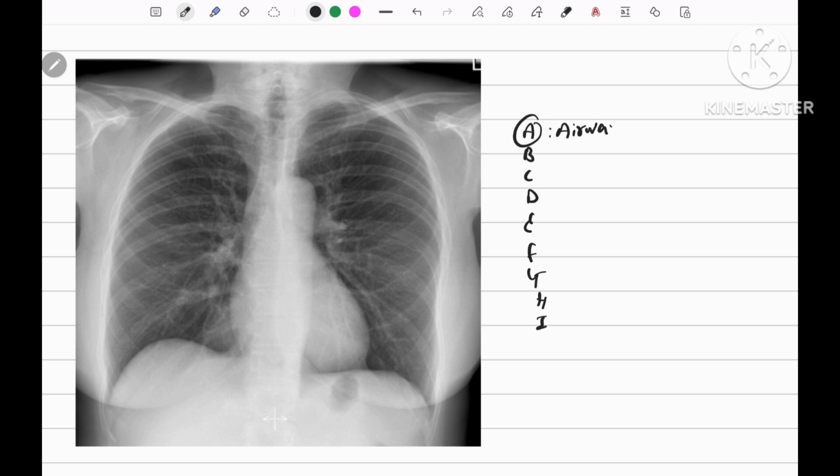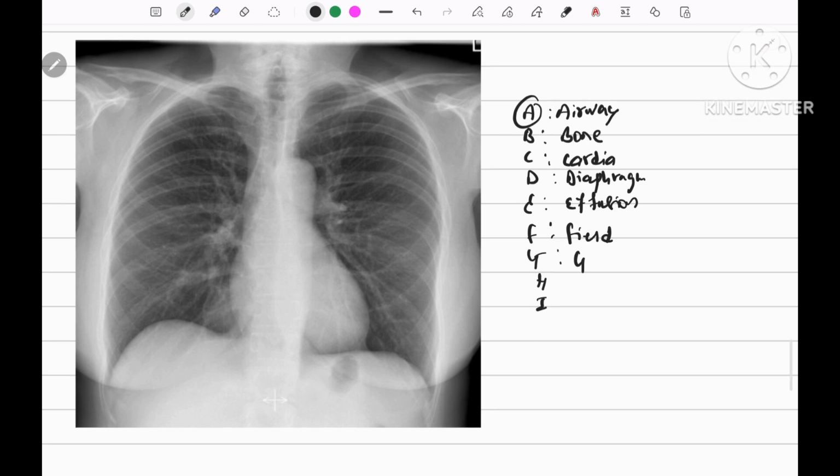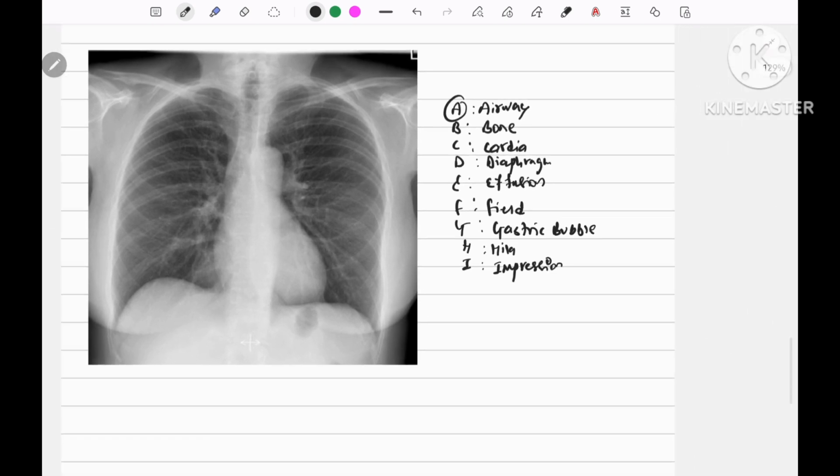Then B for bone, and then C for cardia, and then D for diaphragm, then E for any effusions, and F for field, which is lung fields, then G for gastric bubble, and H for hila, and I for impression. So if anyone asks us to read the X-ray, then we will read it using ABCDEFGHI.